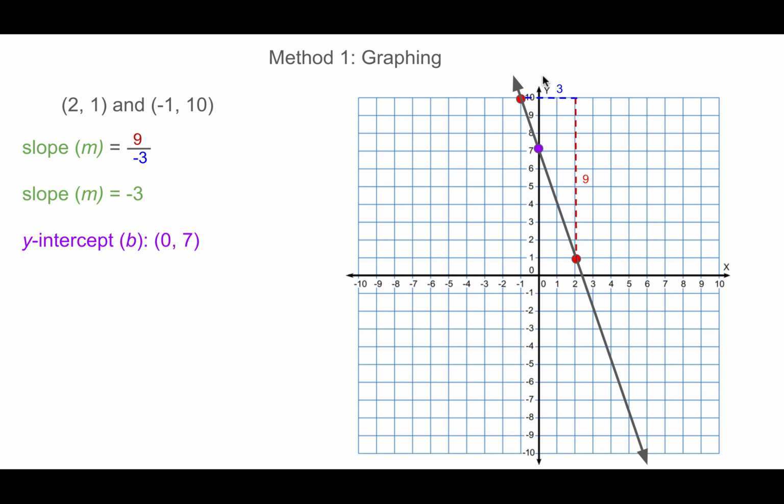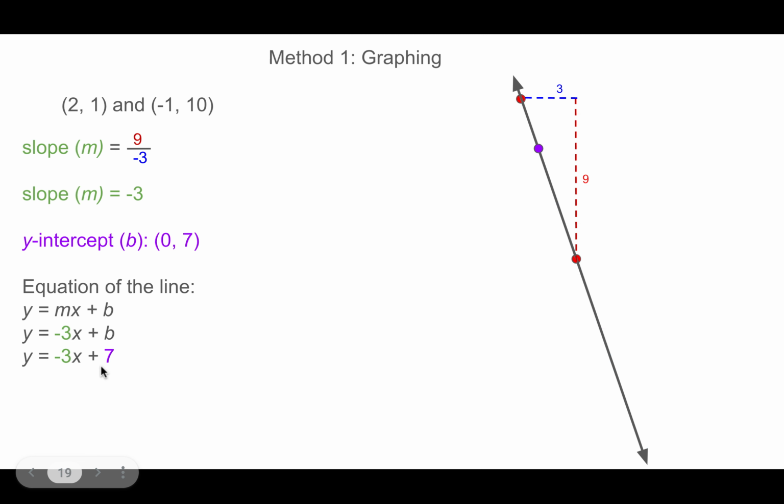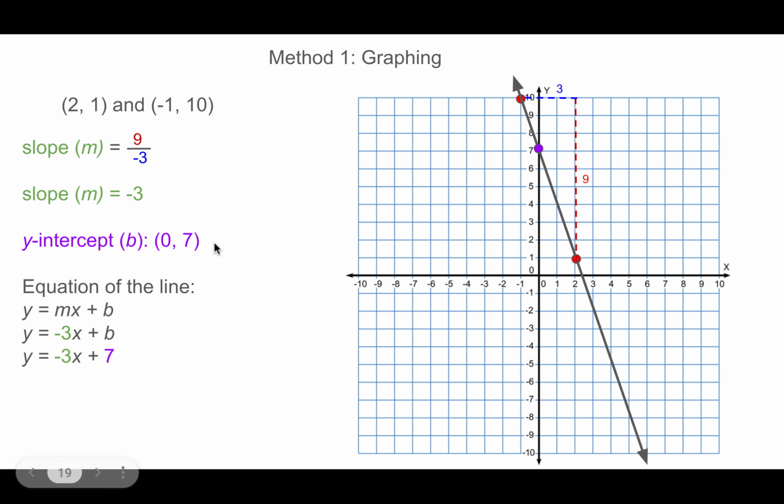The y-intercept, again, is where it crosses the y-axis. So here it is crossing at (0, 7). So therefore, the equation of the line is y equals mx plus b. The slope is negative 3, so I replace the m with the negative 3, and the y-intercept is 7. It's a positive 7. So the equation of the line is y equals negative 3x plus 7.